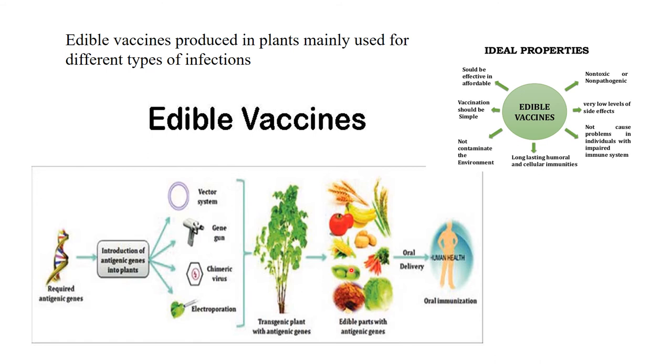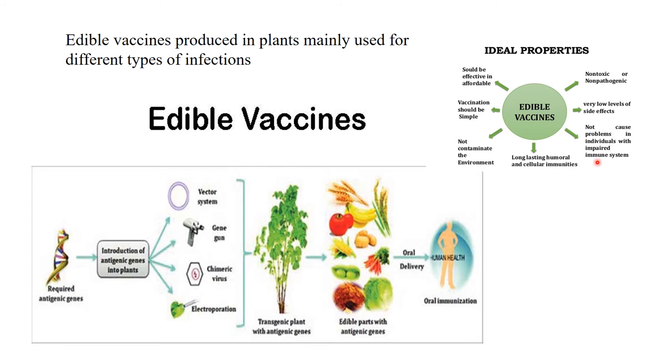Whatever the plant you select, that will be your desired product, that will be your desired food. Mainly we use bananas, potatoes and tomatoes as well. Oral delivery to humans, that is the oral immunization. Edible vaccines are very safe. These are non-toxic and non-pathogenic. Edible vaccines have very low level side effects, and do not cause problems in individuals with an impaired immune system.